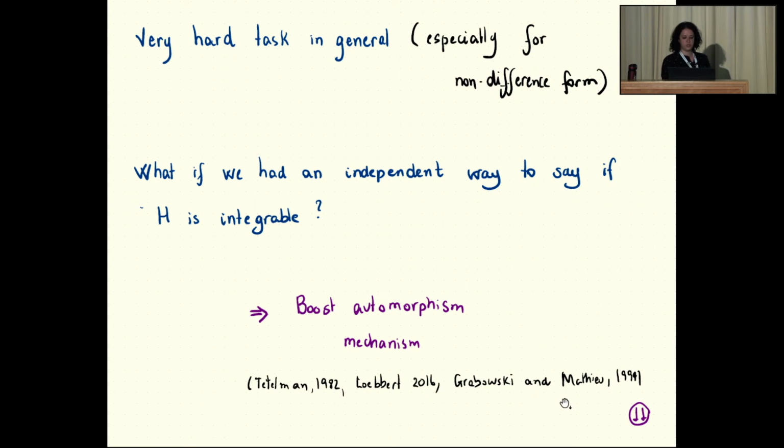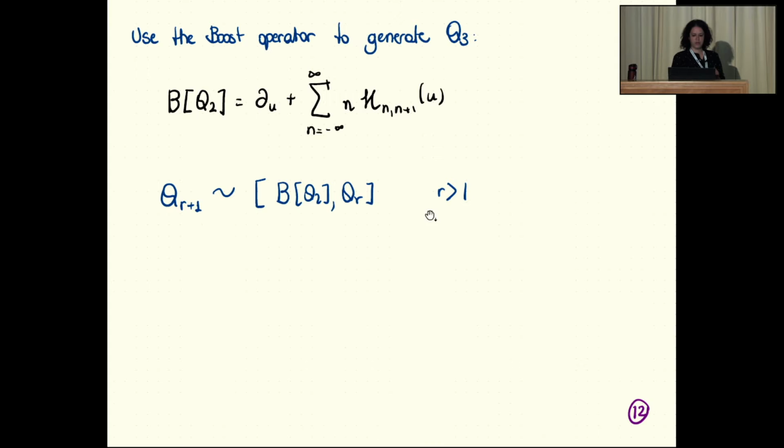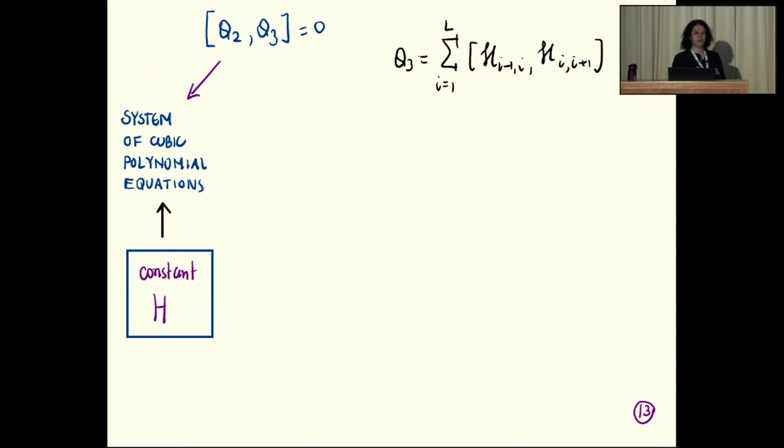And for that we can use this boost automorphism mechanism. The boost is very nice because you can use it to generate higher charges starting from a smaller charge. So if you have a charge like Q_r, you can generate Q_{r+1} just by commuting with the boost. So this is very useful. So you have a kind of an independent way to construct your charges. So what we do here, the first step is we start with some ansatz and we generate Q3 using the boost. And then the first step for integrability is that Q2 and Q3 have to commute.